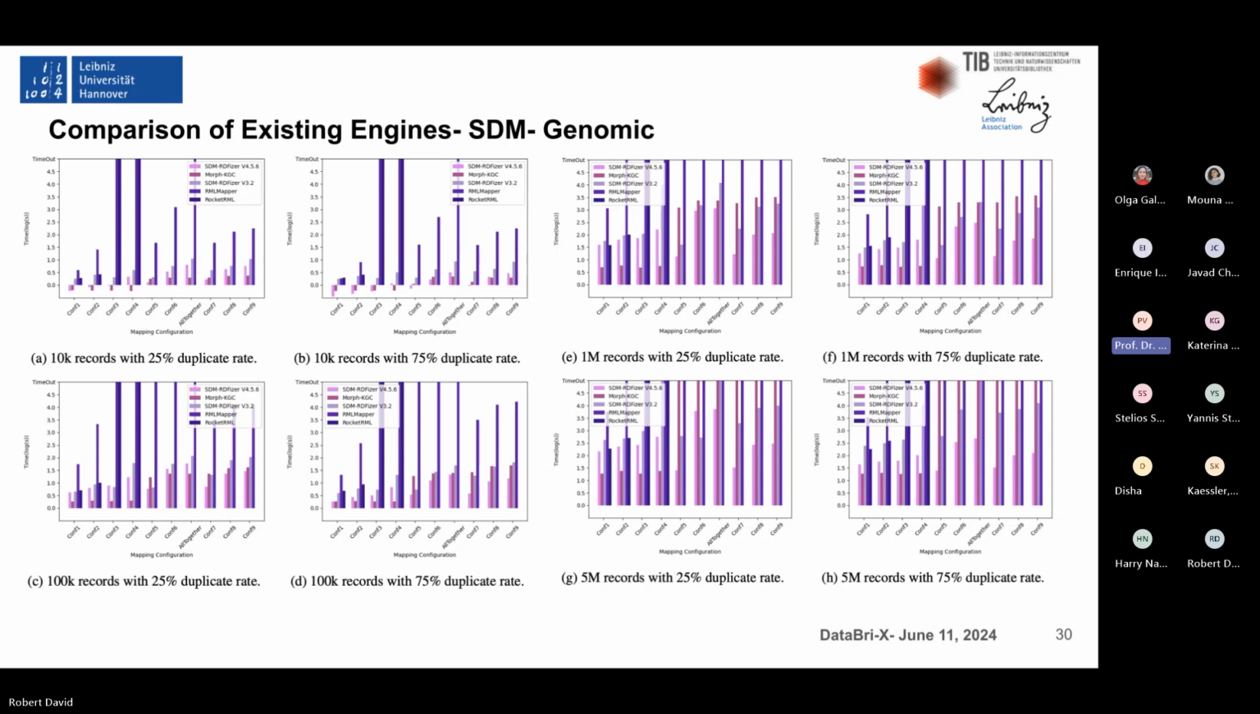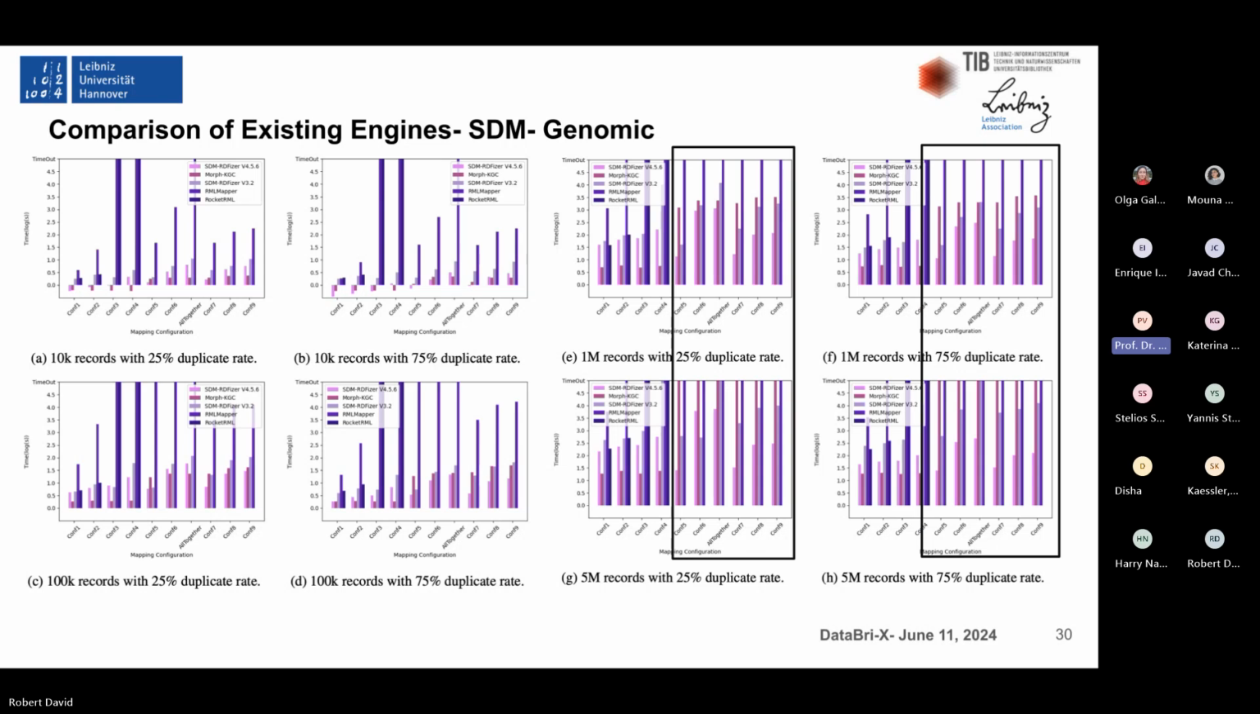So if you click, you will see that there are cases when the cases are complex. That means that when we have these stars in the triple maps, and second, when we have a high percentage, when we have data sets that are relatively big, but also that we have duplicates, we can see that the SDM-RDFizer is outperforming MoreKGC considerably.